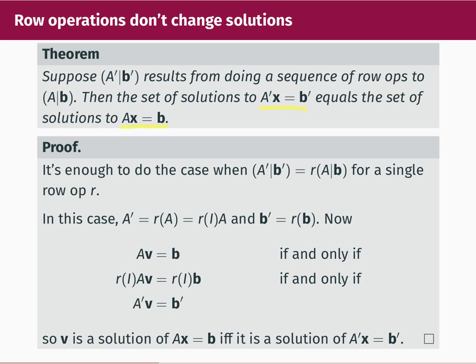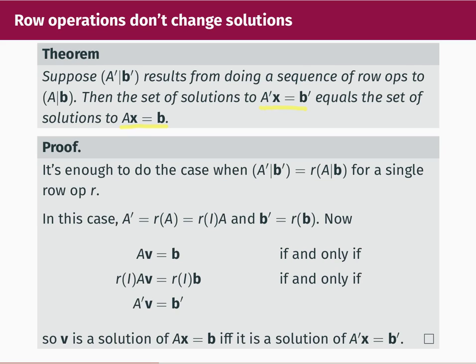Now, in order to prove this, it's enough to do the case where A', B' results from doing a single row operation R to AB. That's because if doing one row operation doesn't change the set of solutions, then neither does doing 2 or 3 or 4 or however many. So we can assume that A', B' arises by doing a single row operation R to the augmented matrix AB.